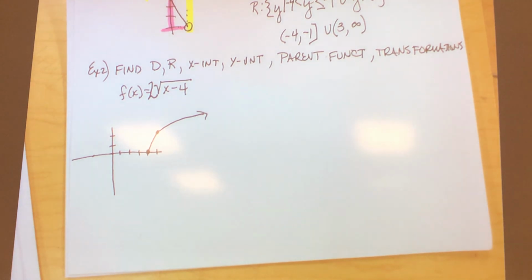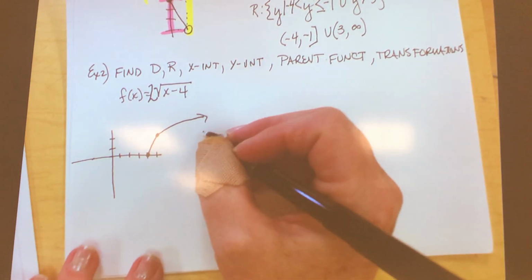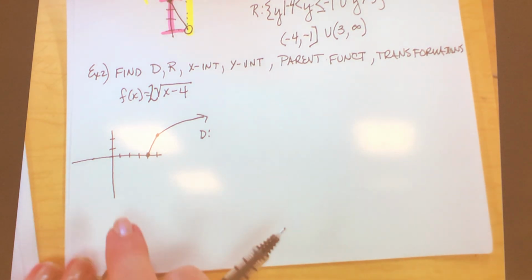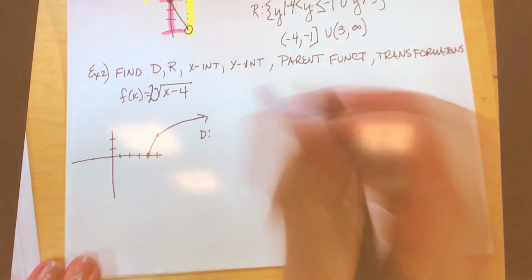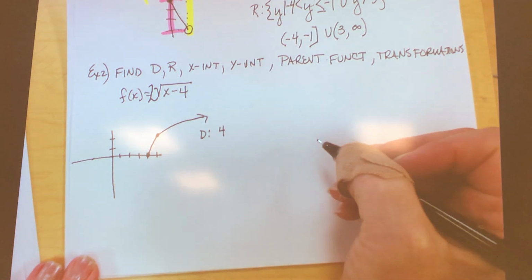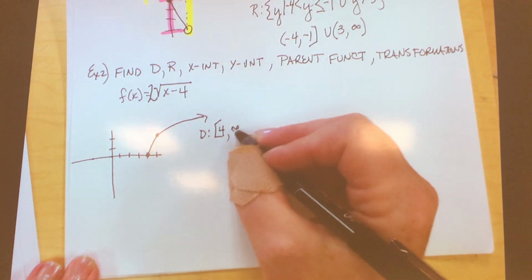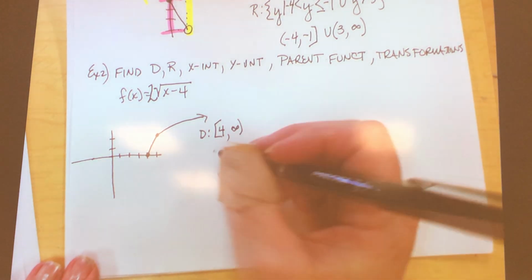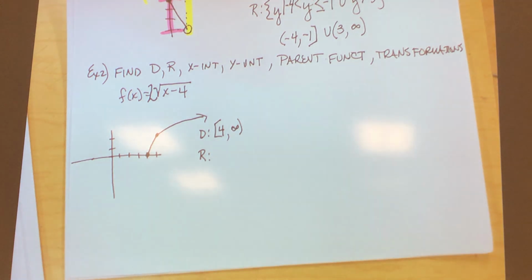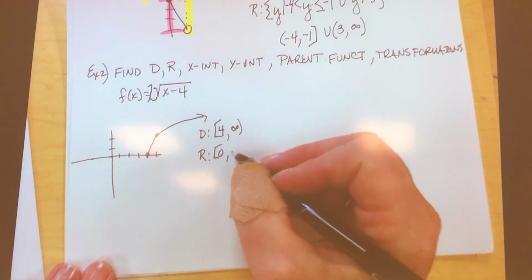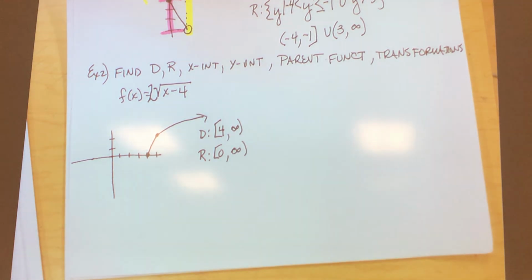Let's talk about my domain. Let's just do interval notation, because that's what we're doing on the worksheet. Interval notation. Where does it start? 4. Is it included or excluded? Included. All the way to positive infinity, very good, never included, very good. Range: 0, included or excluded? 2, positive infinity, because it keeps going up, ever so slightly, but it is going up.